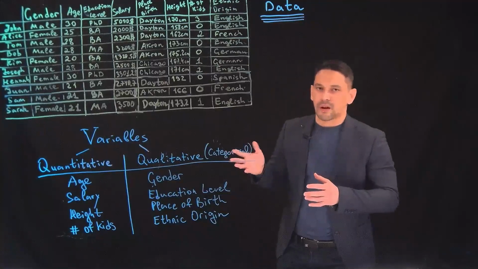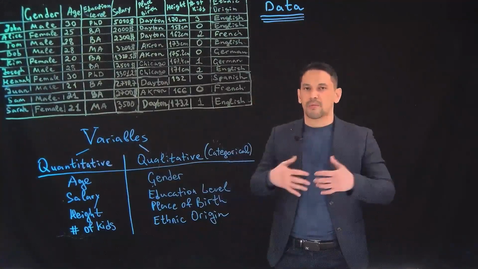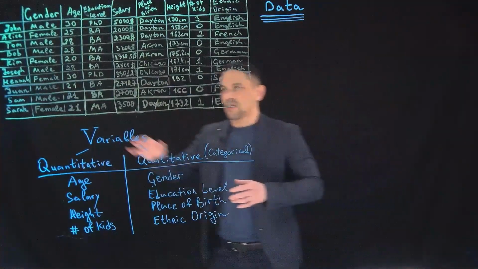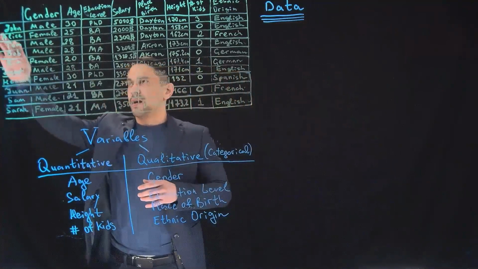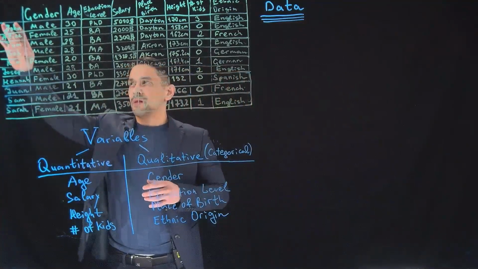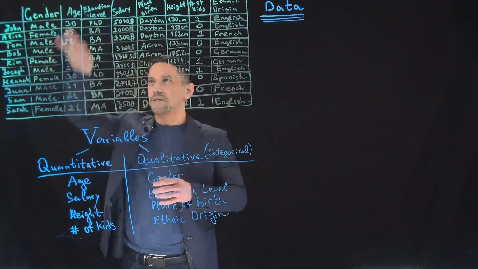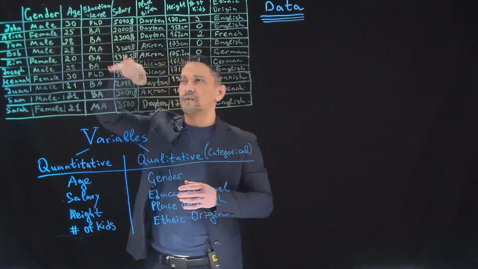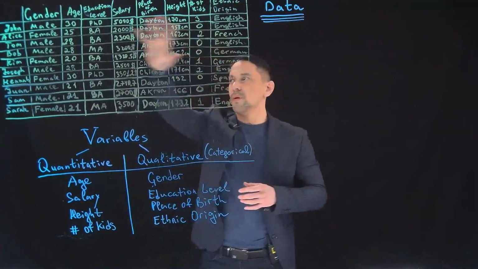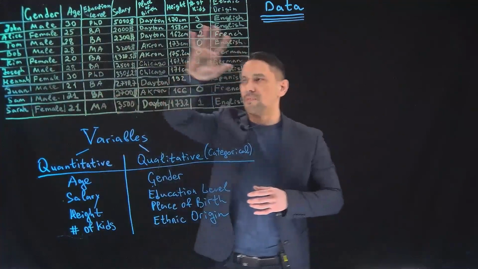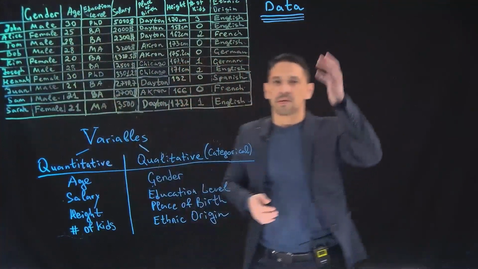Here's one more example, guys. Let's imagine that I'm a businessman, okay? And I got 10 employees working for me. One day I create a table that shows the names of my employees, shows their genders, ages, education levels, salaries, and so on. This table that shows information about my employees is basically called data.